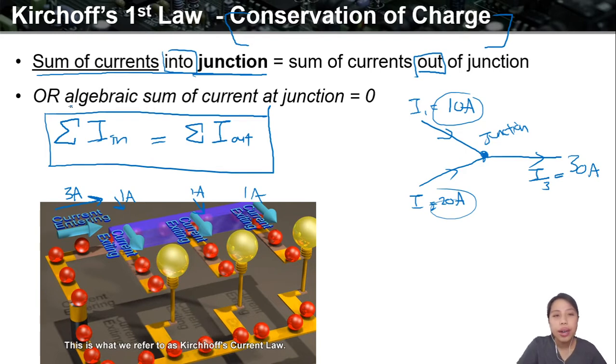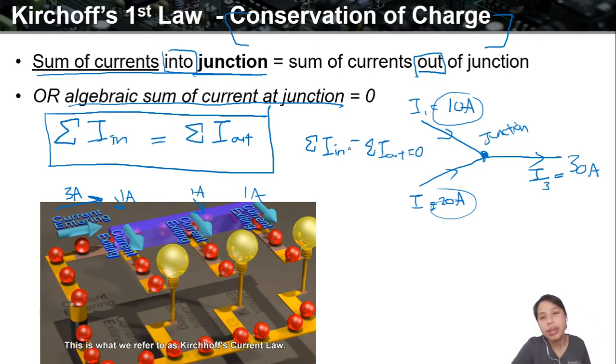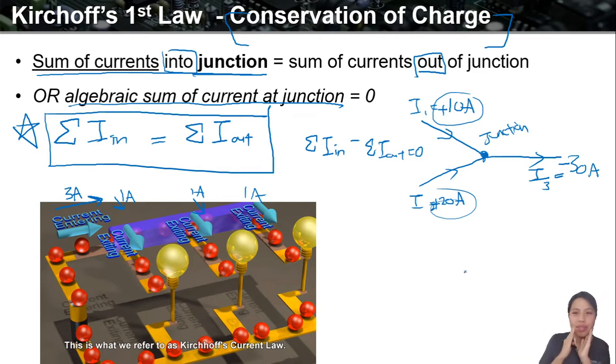The second one, the algebraic sum of currents in a junction is 0, is basically the same thing. But now you have current in, and current out is negative, and it all equals 0. So all add up together must be 0. But usually this one is more troublesome because you have to think of positive and negative: in is positive, out is negative. You can do that, but it's more convenient to just think of in equals all those out. Done. You may think, Miss, this is a new thing that I don't know.